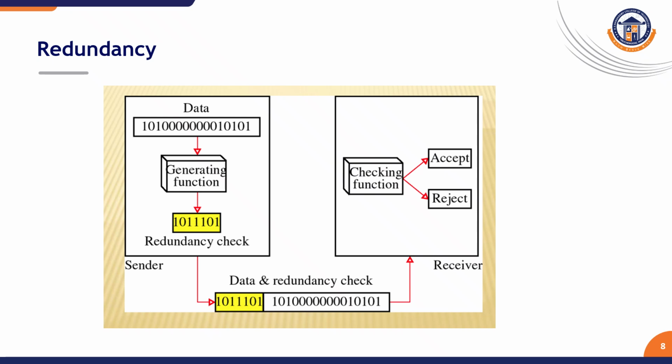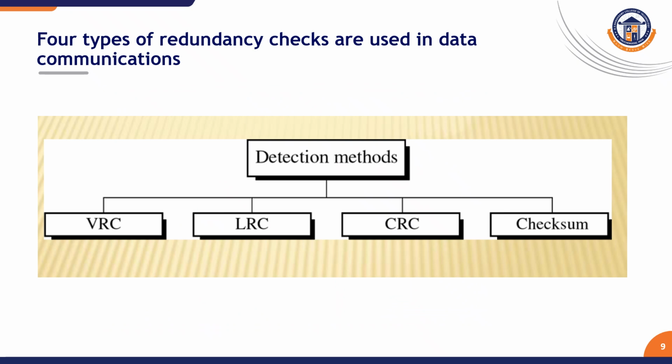So at the sender side, the redundancy bits are added by the generator function, and at the receiver side, the redundancy bits will be checked by the checker function. The four types of redundancy checks used are VRC, vertical redundancy check; LRC, longitudinal redundancy check; CRC, cyclic redundancy check; and the last one is called checksum.